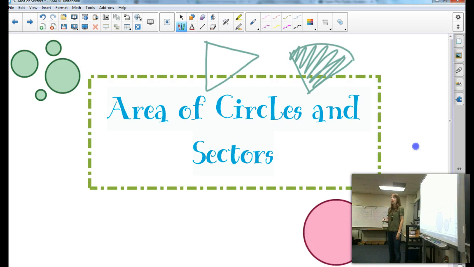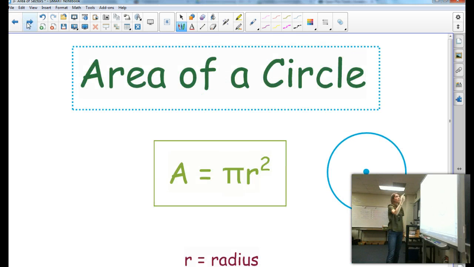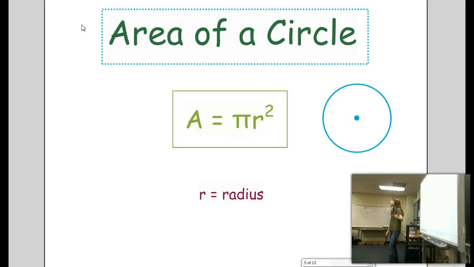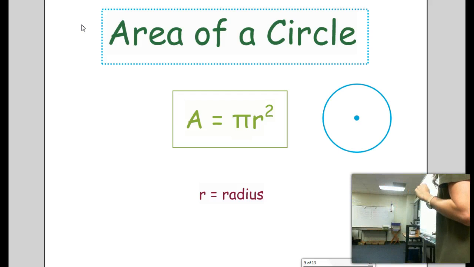The area of something that is not a polygon. Because remember, polygons are made up of straight sides. So this is the first time we're finding the area of something that isn't a polygon. Old news: what's the area of a circle? Write it down. Pi r squared. Not to get confused with the circumference, which is 2 pi r. Area of a circle, pi r squared. So instead of doubling it, you are squaring it, multiplying it by itself.